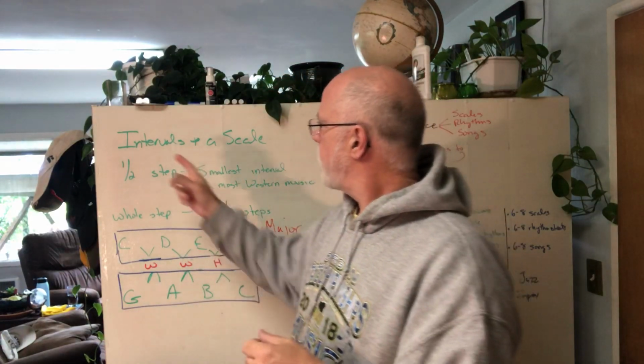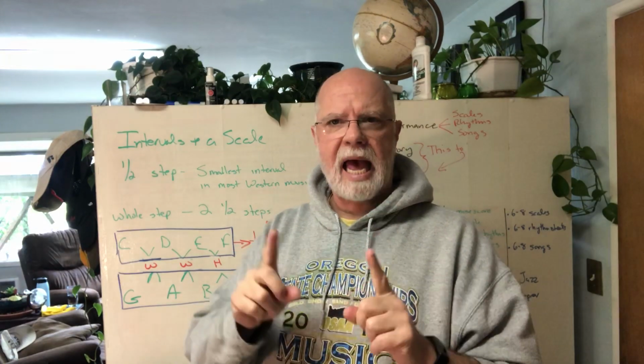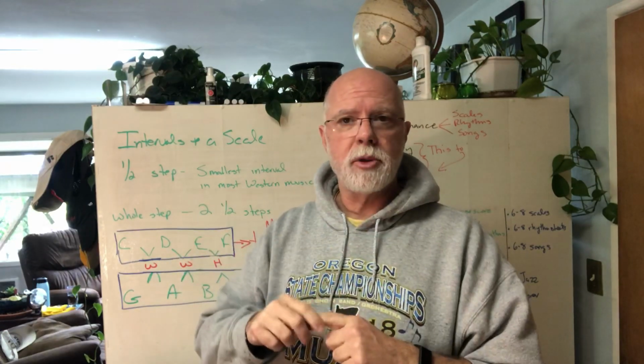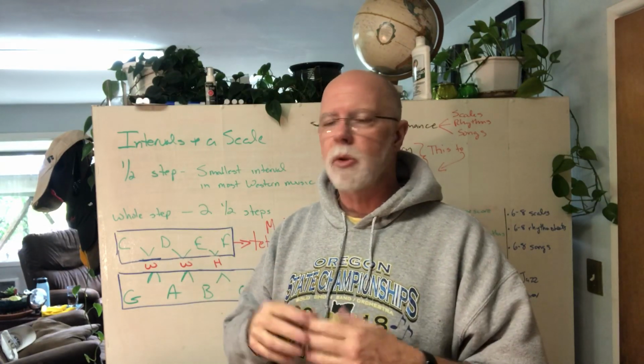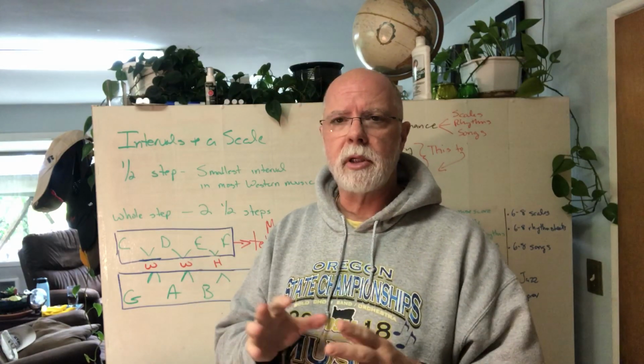So when we talk about intervals and scales, we're talking about two different intervals, okay? The first one is what we call a half step. And a half step is the closest interval that most Western music plays, okay? Most classical music and things like that. I mean, there are microtones and things like that, but that's not for this video.